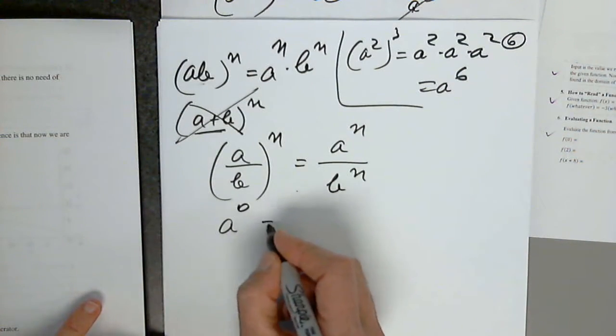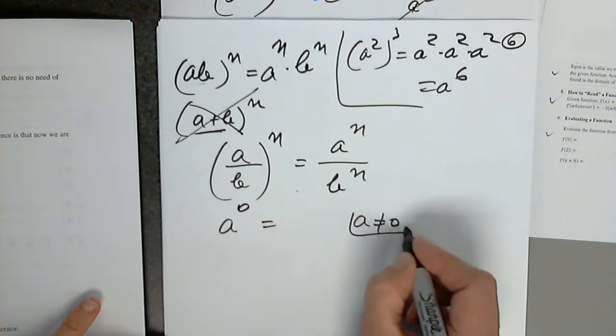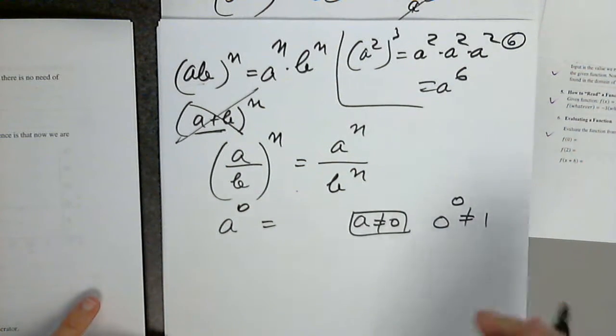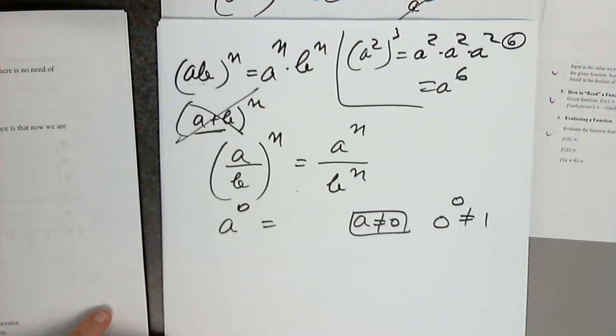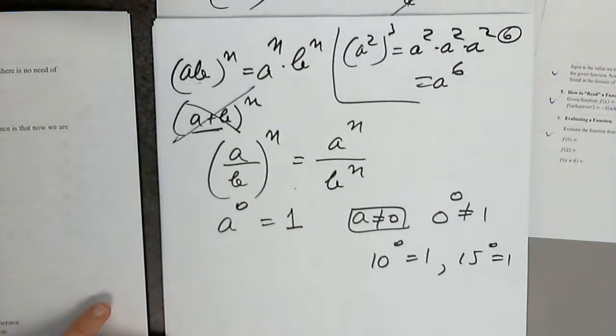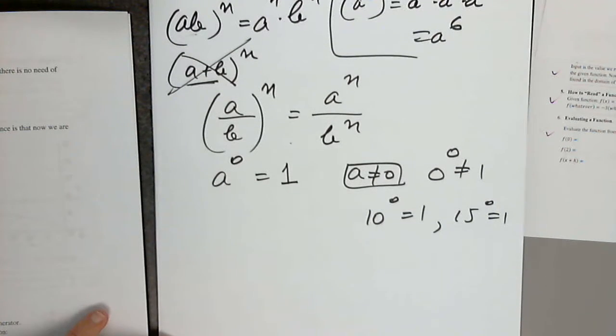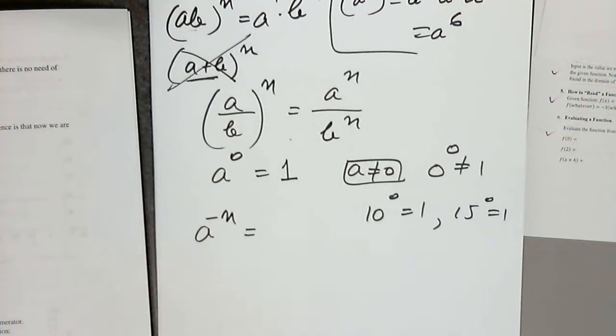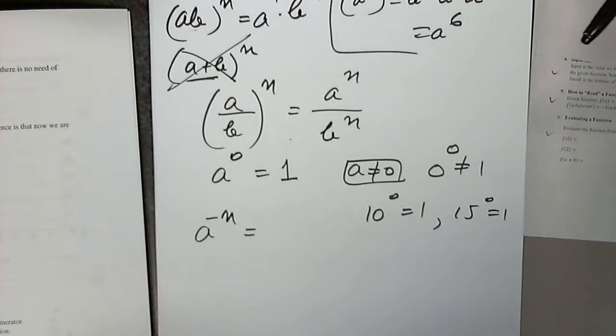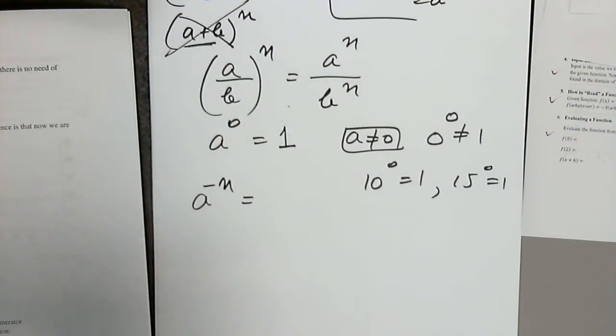How much is a raised to 0, assuming that a is not 0? 0 raised to 0 is not 1. How much is a raised to 0? We have to remember this is 1. So 10 raised to 0 is 1. 15 raised to 0 is 1. Finally, a to the negative n. When we have a negative exponent, what type of notation is this? A base raised to a negative exponent. What do I do here?